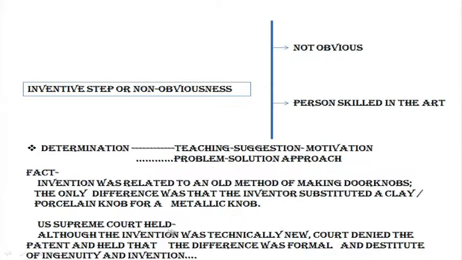Now, the US Supreme Court held that although the invention was technically new, the difference was formal and destitute of ingenuity or invention. Average persons can also think about that. So, the invention does not qualify to be a patentable invention on the grounds of inventive step. So, these are the intricacies of the inventive step.